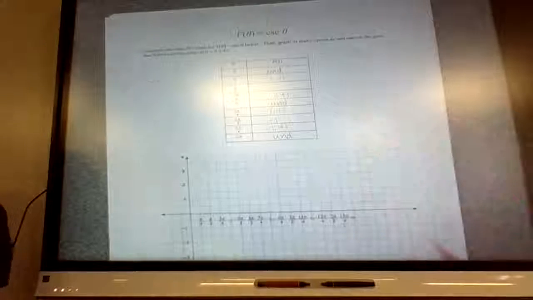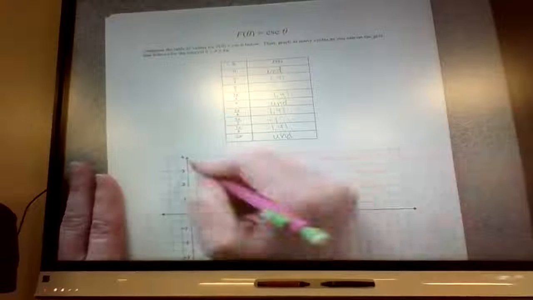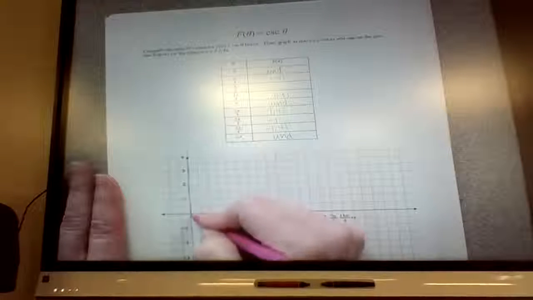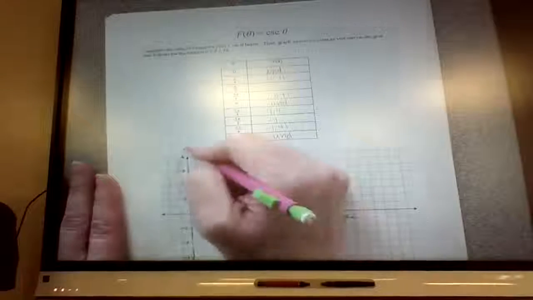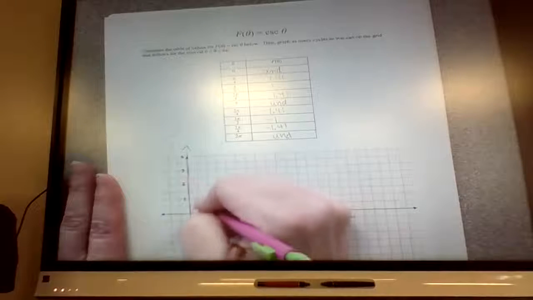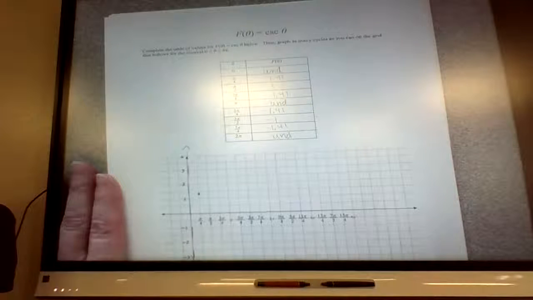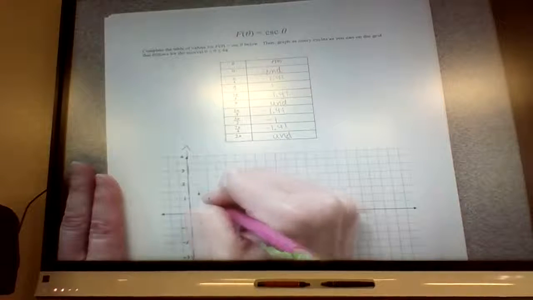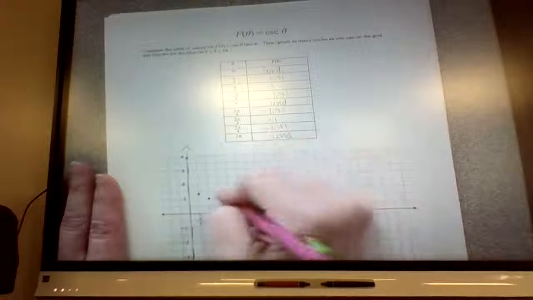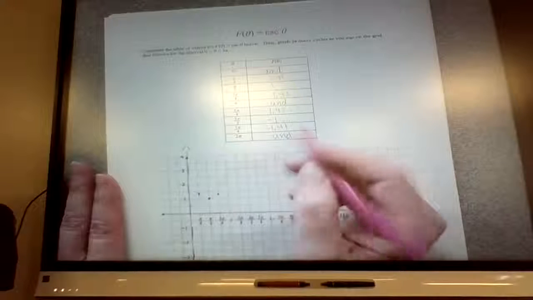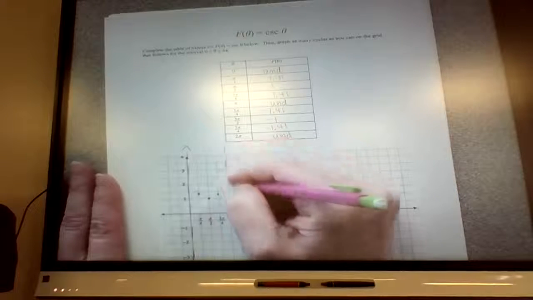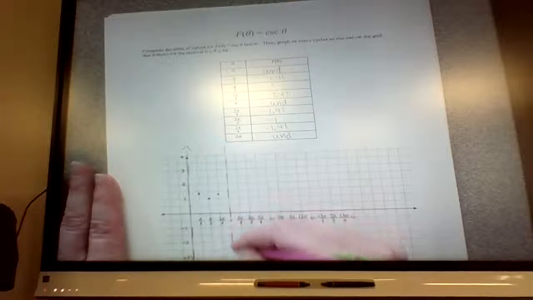All right, so it's 0. Okay, that makes sense. It's undefined, so you have this asymptote. Pi over 4, you're at 1.41. Pi over 2, you're at 1. And 3 pi over 4, 1.41. At pi, it's undefined. Draw that in, and then I'll go back.